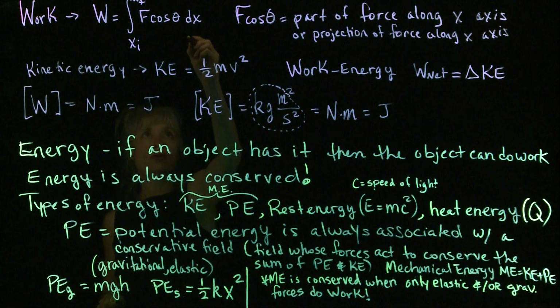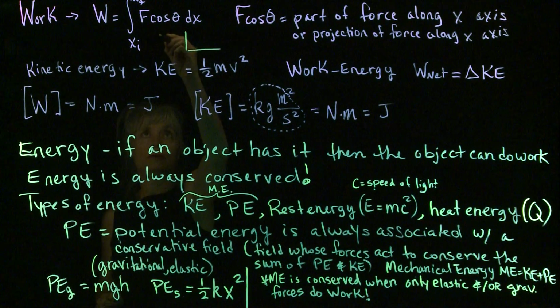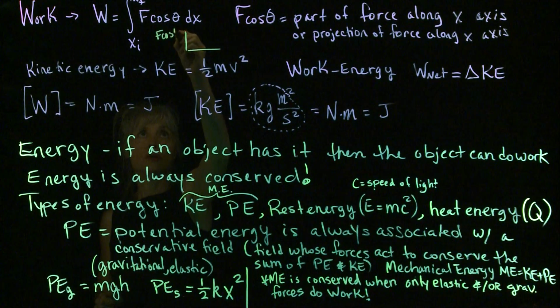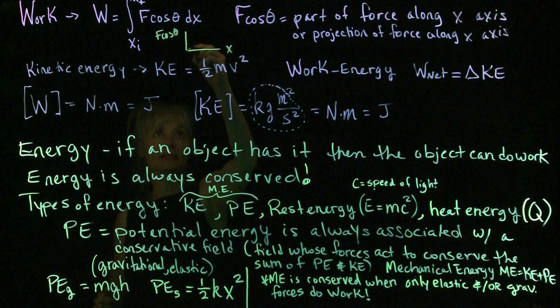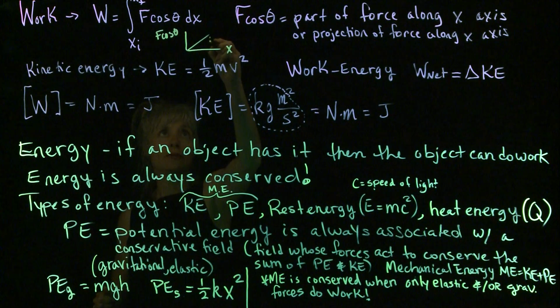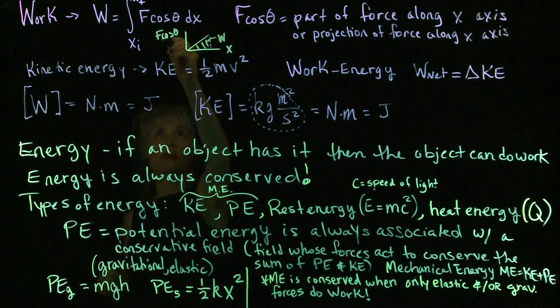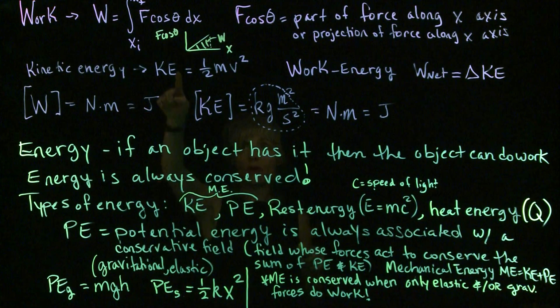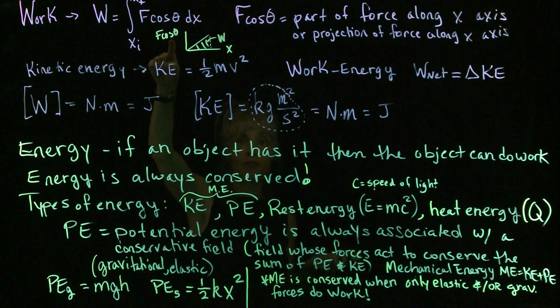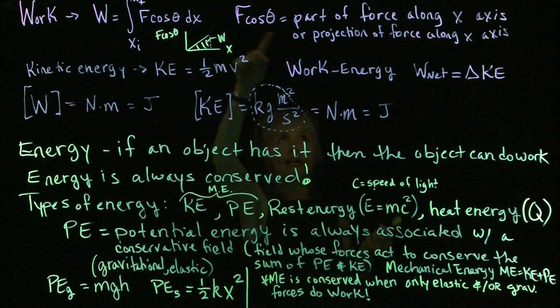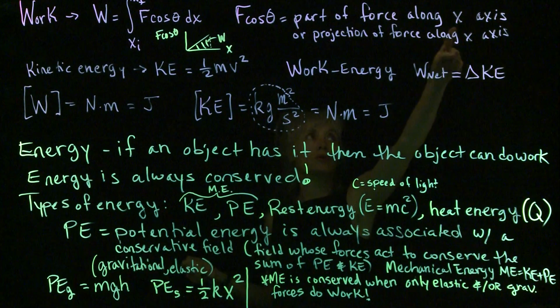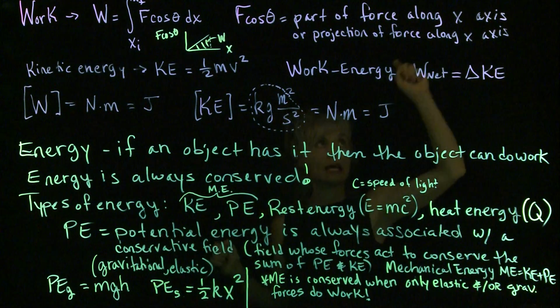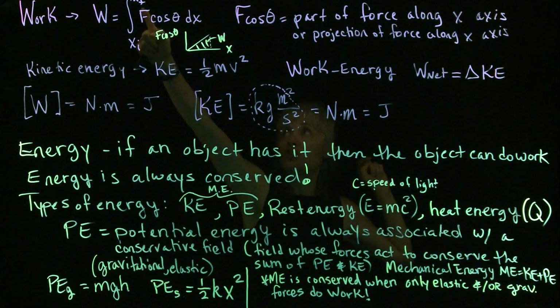So if I have a graph of F cosine theta versus x, then the area under the curve is the work done by this force. So remember that cosine theta we pick up from the dot product. The dot product is inherent in the definition for work. And so this F cosine theta can be thought of as the part of the force that's acting along the x-axis. The x-axis in this case, because that's what I chose.